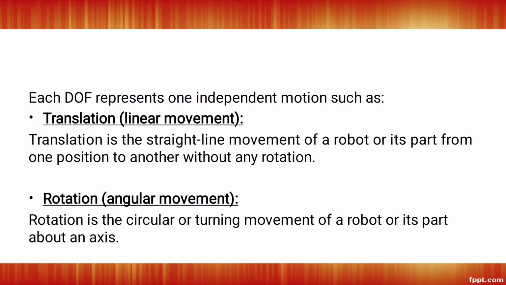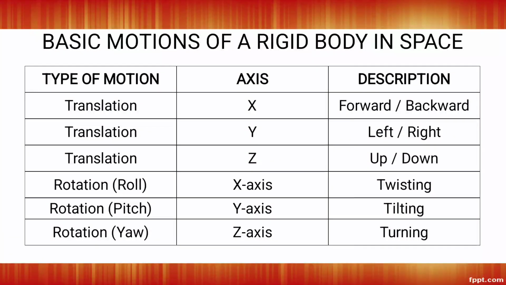We have two types of degrees of freedom: translational and rotational. Translational means linear or straight movement. Rotational means angular movement. The basic motion of a rigid body is translational. In the x-axis it may be forward or backward. In the y-axis it is left or right. In the z-axis it is up and down. Rotation in the x-axis is twisting. Rotation in the y-axis is tilting. Rotation in the z-axis is turning.